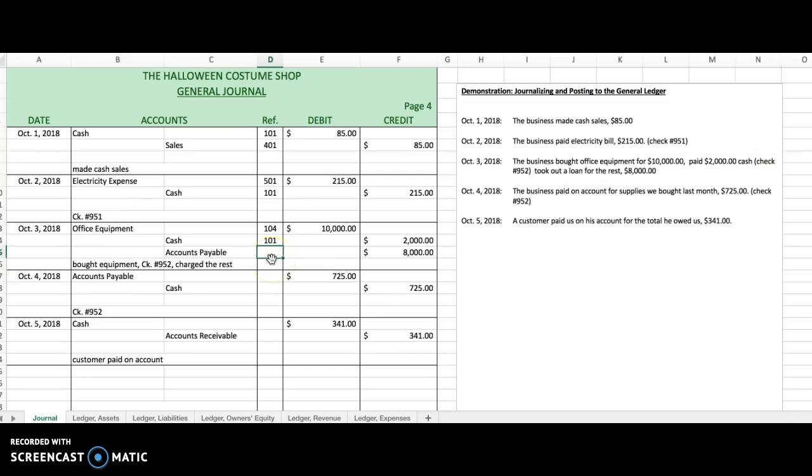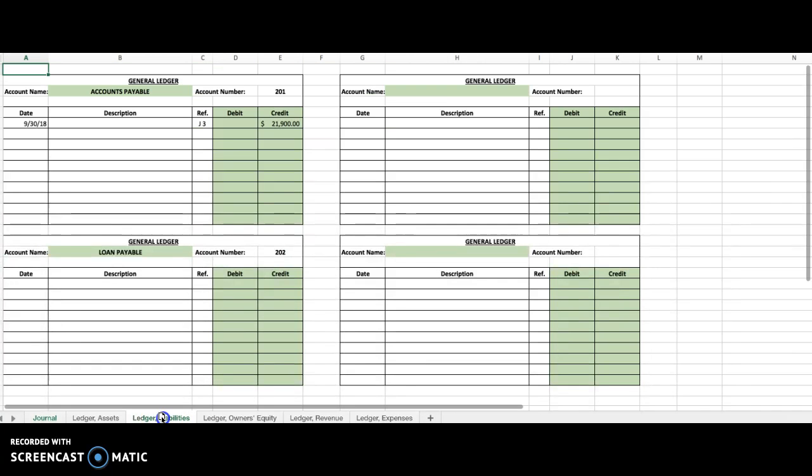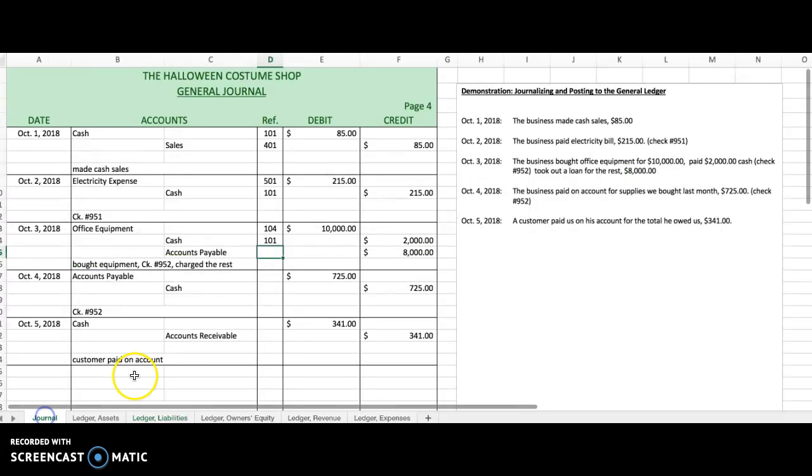Accounts payable, we owe more money. Now that's a liability account. 8,000 is credited because we know that accounts payable increased. So we find accounts payable. We see that there was a balance to begin with here. We owed money as of September 30th. Now we're going to owe more money. We're going to owe 8,000 more. So that'll be our new balance when we add those two numbers up. J4 is in the reference column. Accounts payable is 201. And that goes back in the journal.